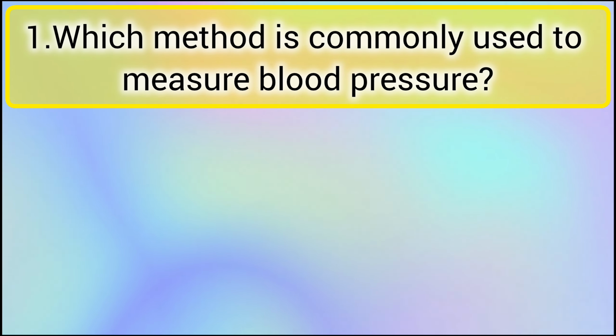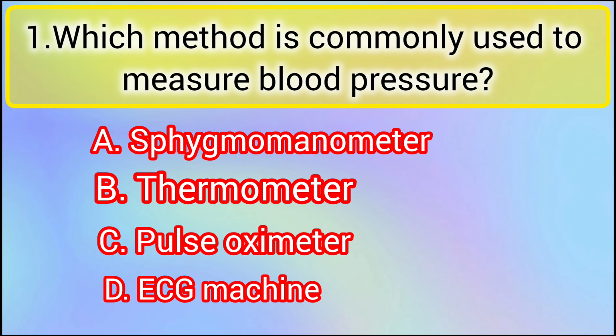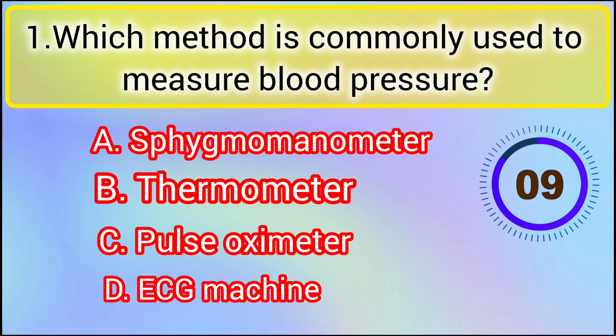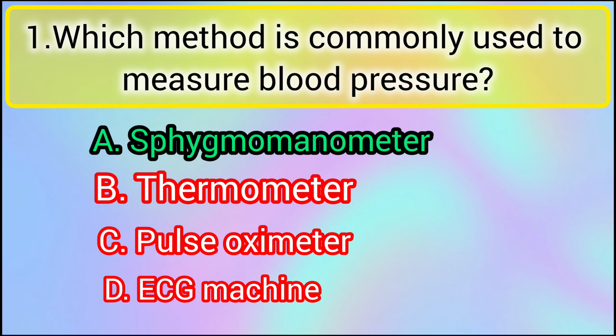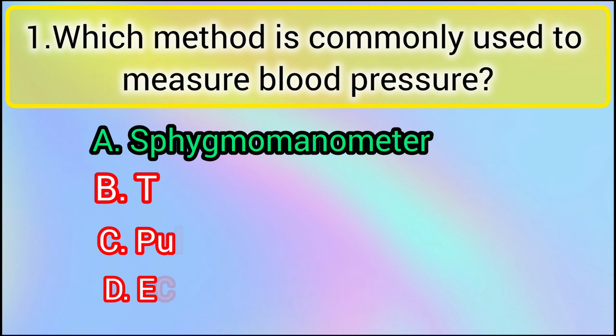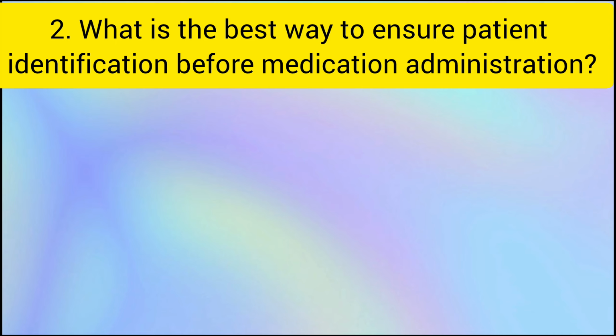1. Which method is commonly used to measure blood pressure? A. Sphygmomanometer. B. Thermometer. C. Pulse oximeter. D. ECG machine. Answer: A. Sphygmomanometer.